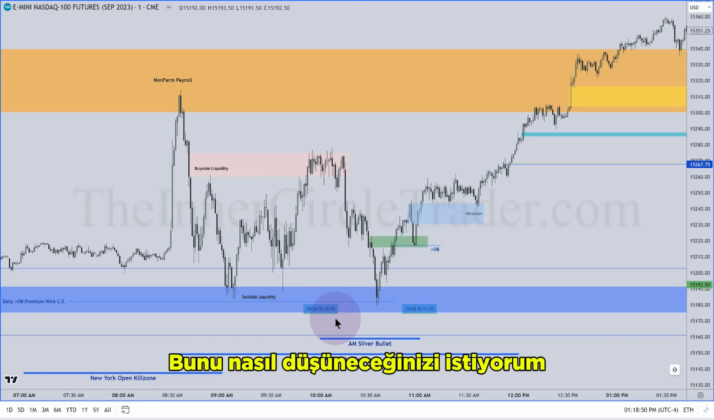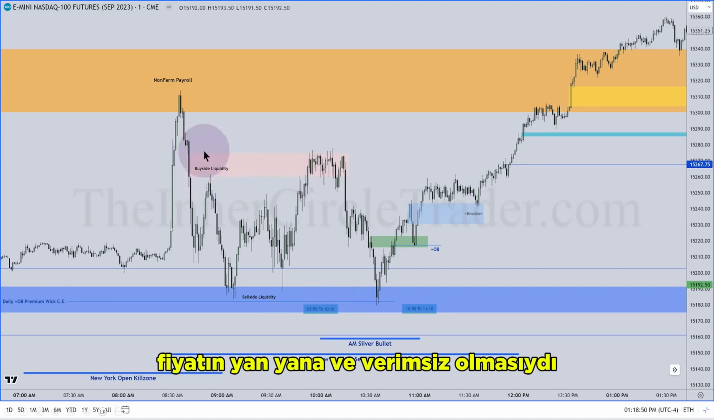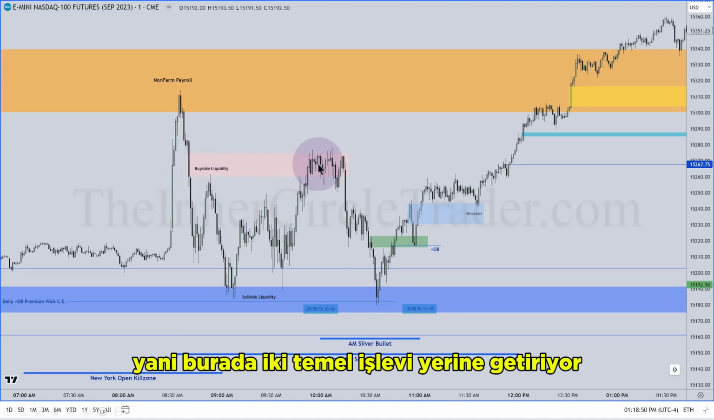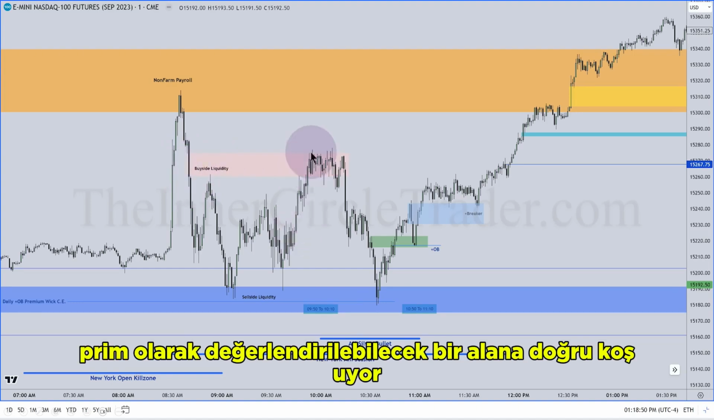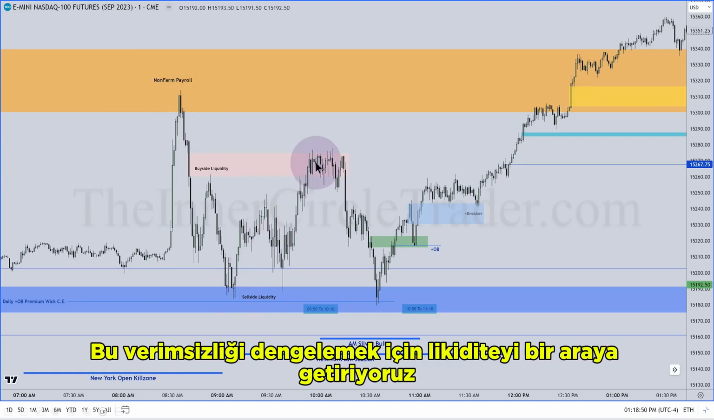I want you to think about how we were running up into this inefficiency and this buy side during the 9:50 to 10:10 macro. What was it doing? It was delivering price to buy side and inefficiency, this one single candle passed down. So it's doing two primary functions here. It's running to an area that would be deemed a premium relative to the high and the low here. We rally up to liquidity, rebalance this inefficiency.